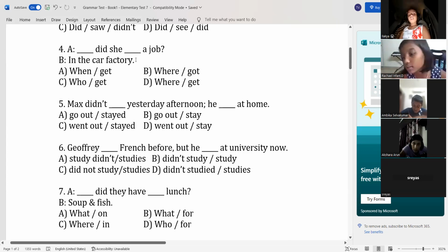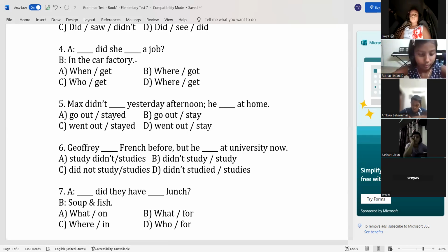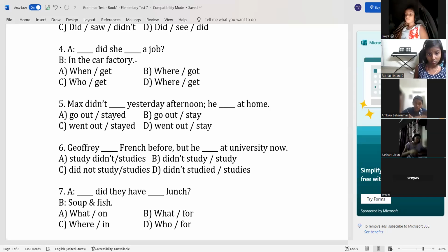All right. Next one is Shreyas, number five. Max didn't go out yesterday afternoon. He stayed at home. A is the right answer. Superb. Rachel, are you able to see the split? Did plus go. If they make it negative, didn't go. Yesterday afternoon, he stayed at home. Five is A.